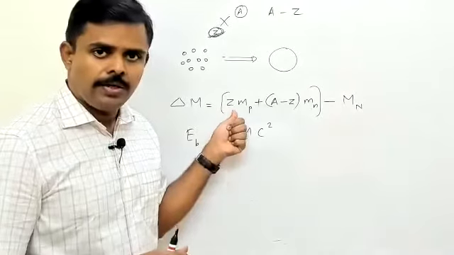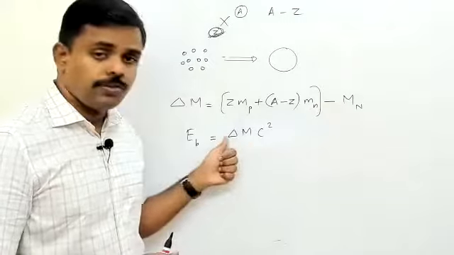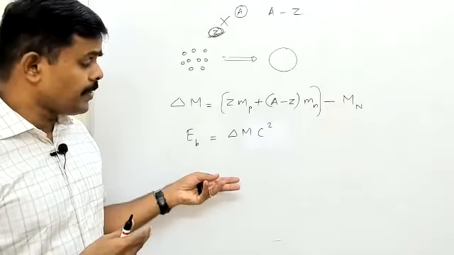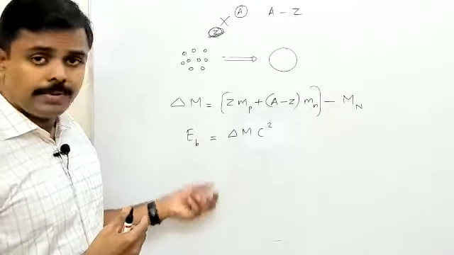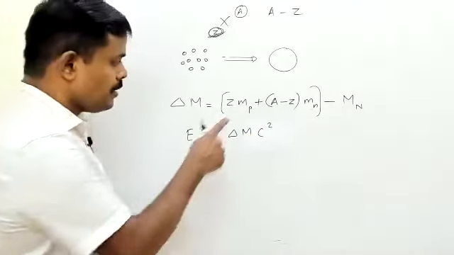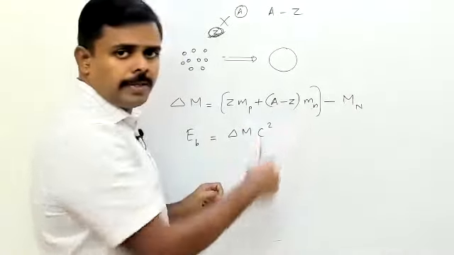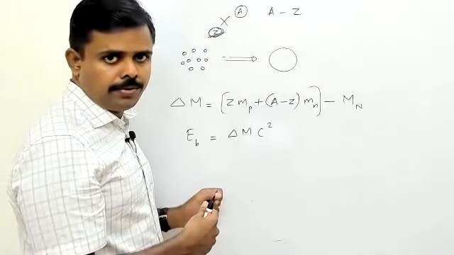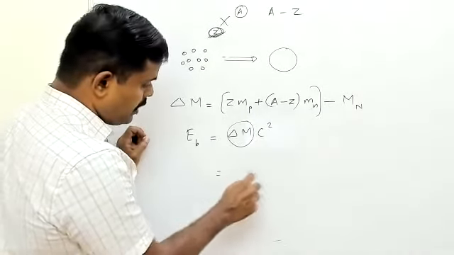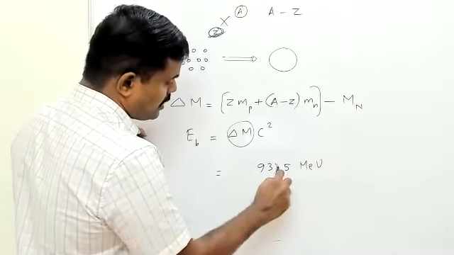They'll give you the Z value, Mp value, A value, and Mn value, and then they'll ask you to find the binding energy. But remember, it's very easy. Only thing is, you have to put the values and then find the difference. The answer will be in atomic mass unit, because the mass of proton, the mass of neutron, and the mass of nucleus will all be in atomic mass unit, AMU. So if this is in AMU, instead of multiplying with c square, you just have to multiply with 931.5 million electron volt. It's a standard value.